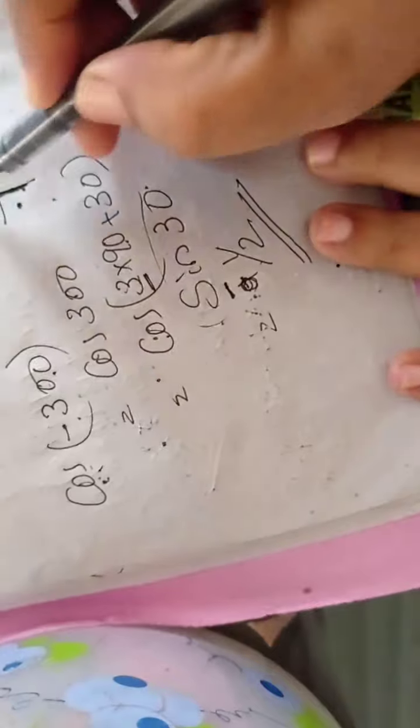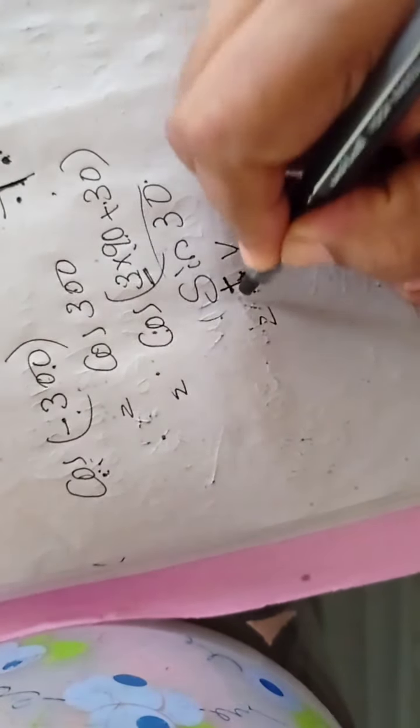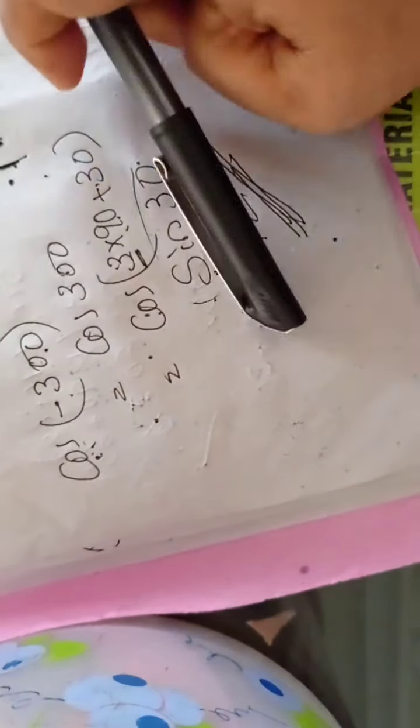Put all, 3 into 90. Fourth quadrant. In the fourth quadrant, cos is positive. Therefore, +1 by 2. Okay. Do these type of problems.